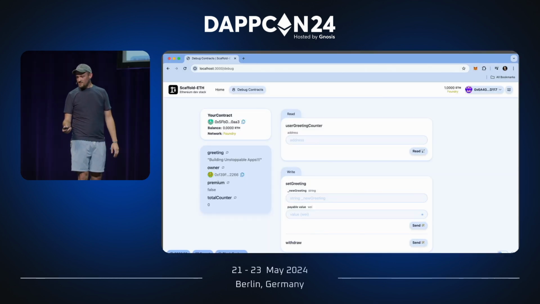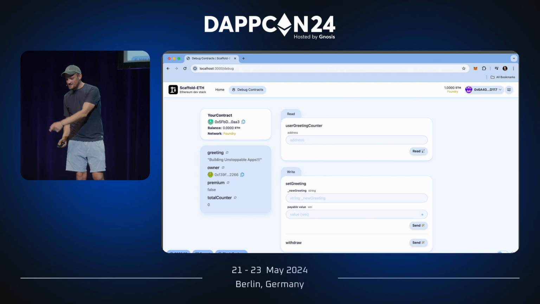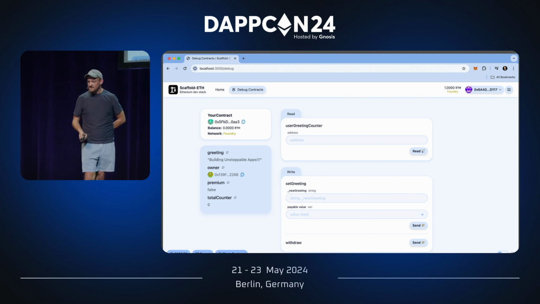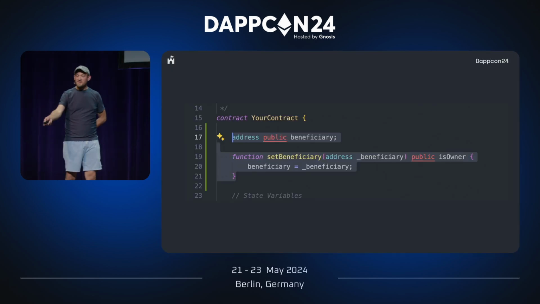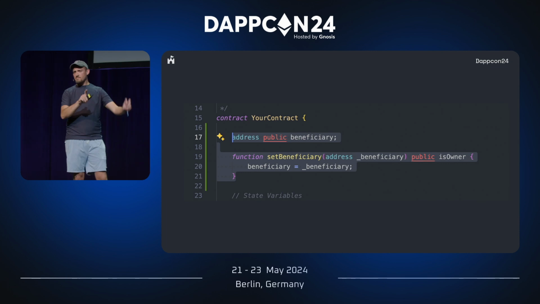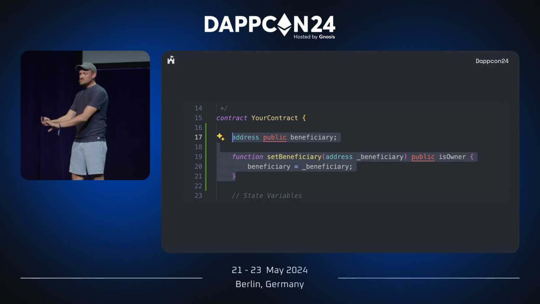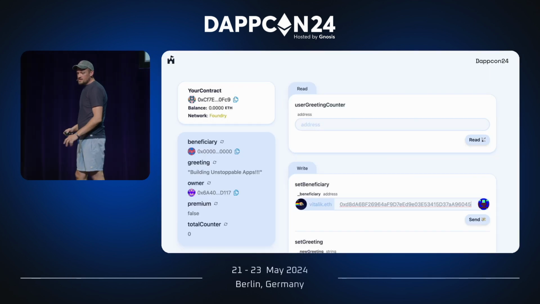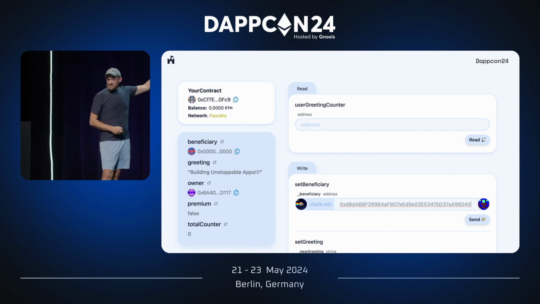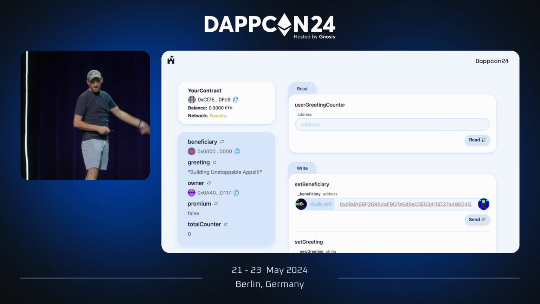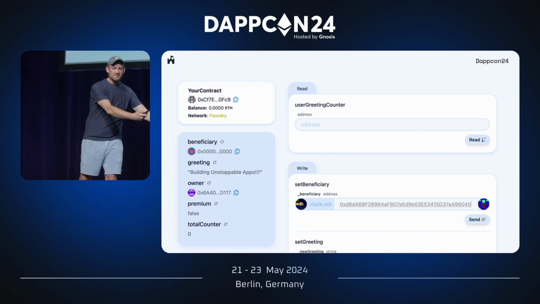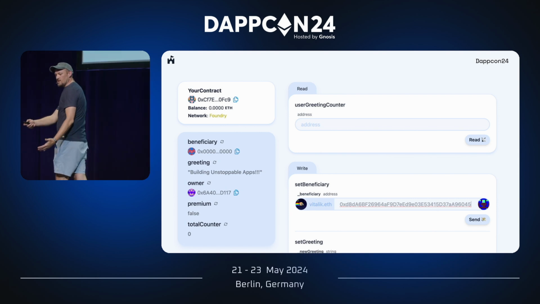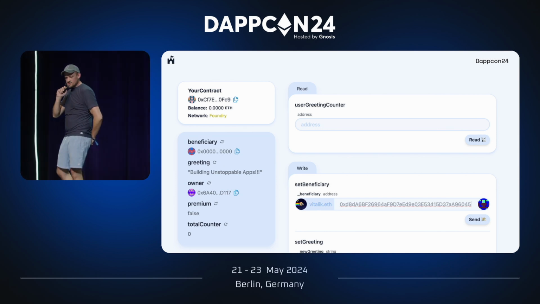So if you remember back here, there's a greeting. It looks like someone has set the greeting to building unstoppable apps. There's an owner. Then what I'm going to do is add this beneficiary and add this new set beneficiary function. And as soon as I hit save and deploy that locally, we get this set beneficiary function, and we see the beneficiary is the 0 address. So right after we write the code, we can see this right away on the front end.